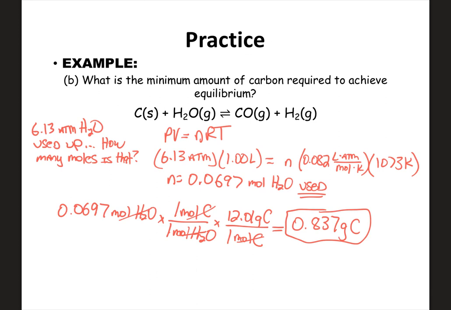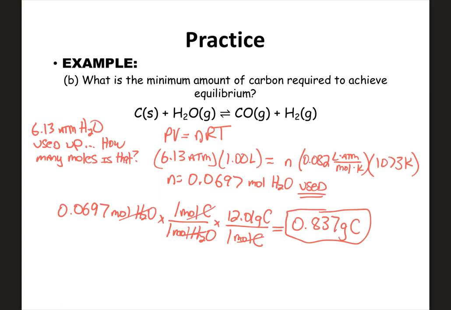Okay, so here's the answer for this one. From the previous part, we knew that we used up 6.13 atm of water in the problem. Remember, that's your reactant that we care about. So that's the one we need to focus on here. That was essentially what was being used up. If you remember, we were subtracting 6.13 atm here. So that much water is used up, but that's in pressure. In order to figure out how much carbon we need to react with that, we need to know the moles of water that is. So again, it's going to be PV equals nRT.